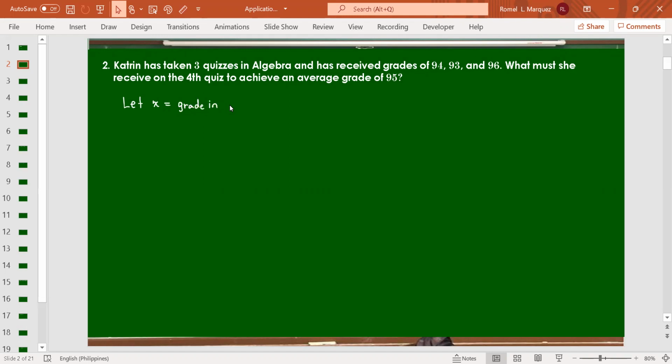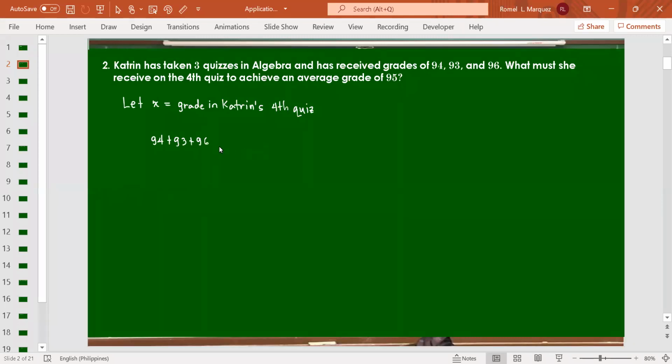Let x be the grade in Katrine's 4th quiz. How to get the average, guys? To get the average, all we have to do is add the grades in all the quizzes. In the 3 quizzes she received the following grades: 94, 93, and 96, right? Children? Yes.